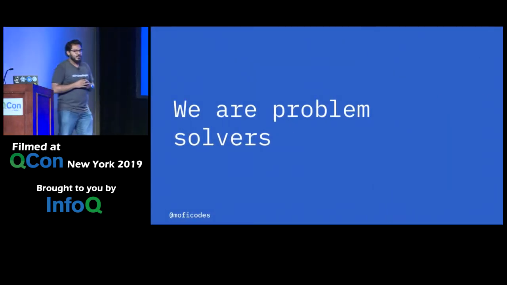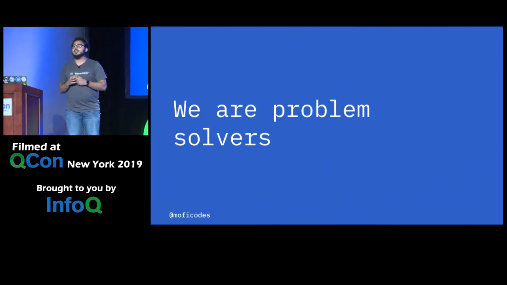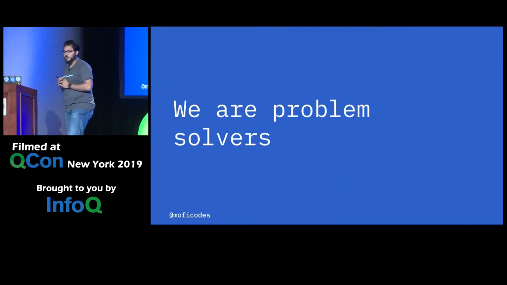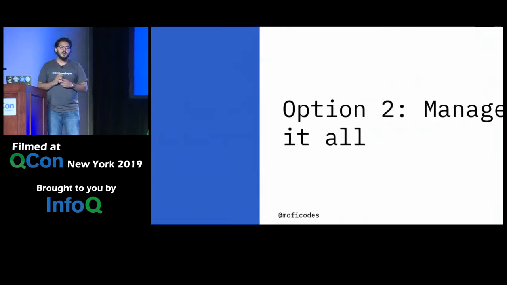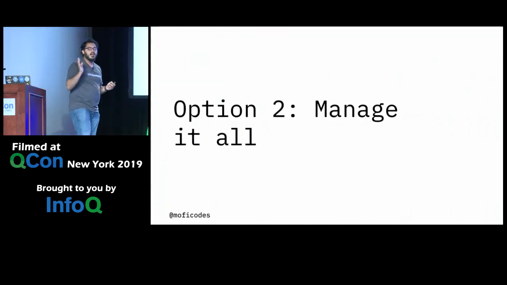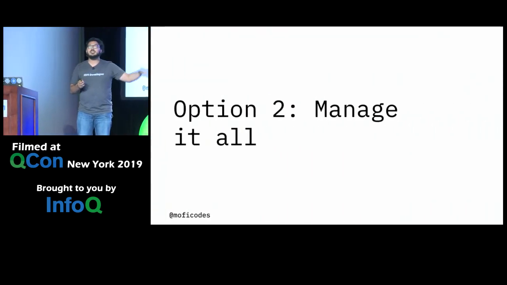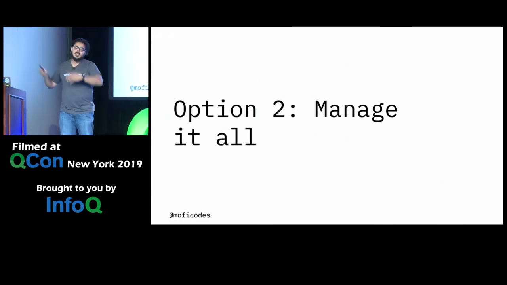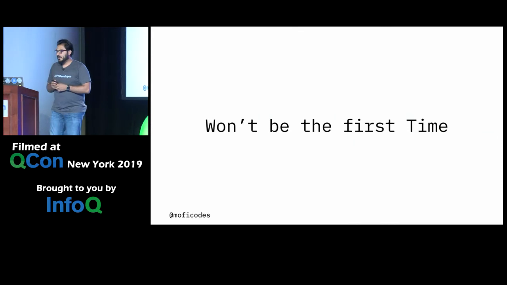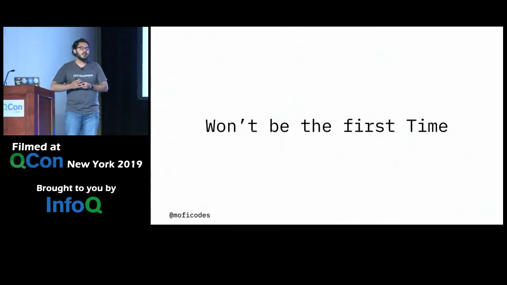But hopefully all of us here in this room are problem solvers. We see a problem with something, and we want to solve that in some way. So we choose probably option 2, manage it all. 4+, 10+ different services come in. We're going to just have engineers solve this problem one at a time and eventually get it working. But it's not going to be the first time we did it. I mean, Kubernetes came out about 5 years ago. In June, it's going to be 5 years old.